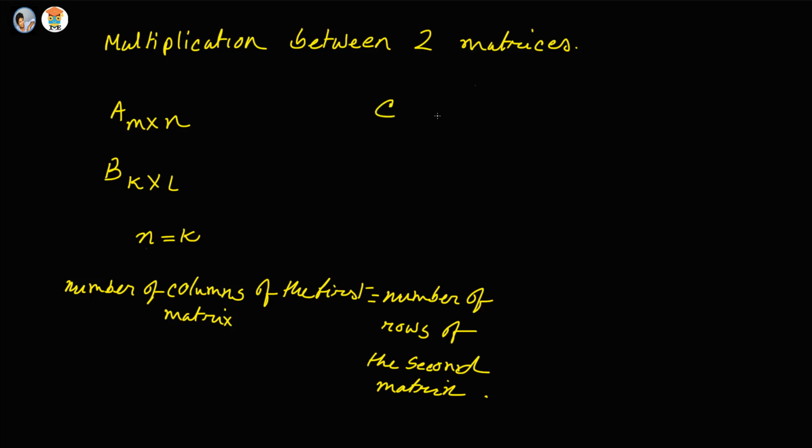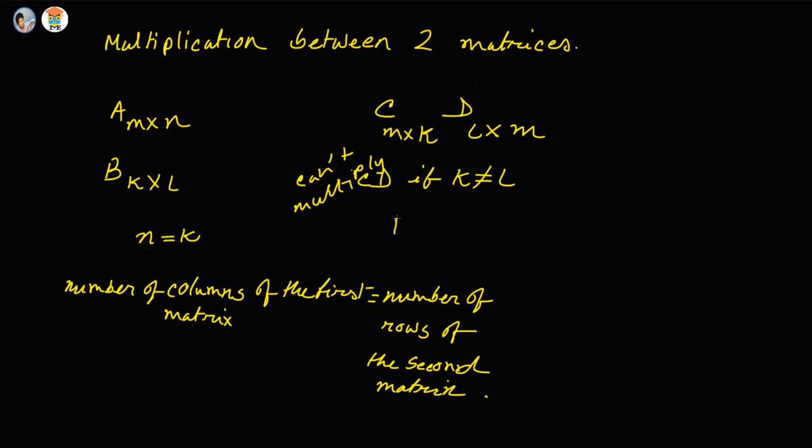Again, for example, if C is a matrix and D is a matrix, say C has a dimension of m by k, but D has the dimension of L by m, we can't multiply C with D if k is not equal to L. So we can write can't multiply, but we can find out D multiplied by C, L by m, whereas C has a dimension of m by k.